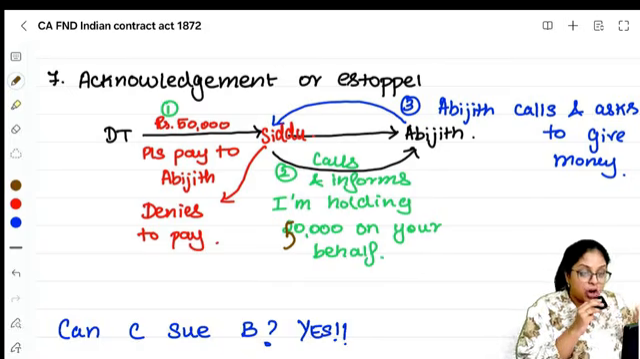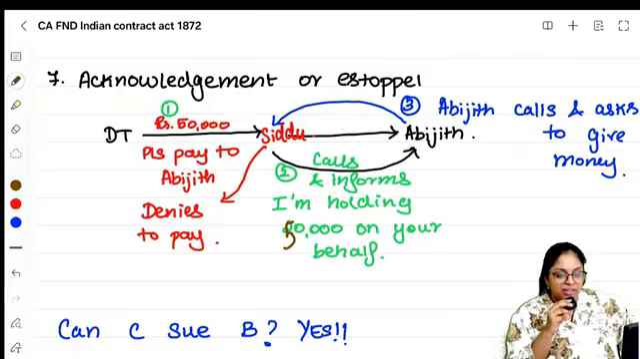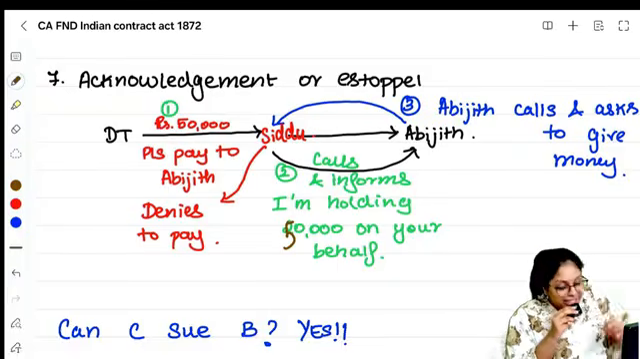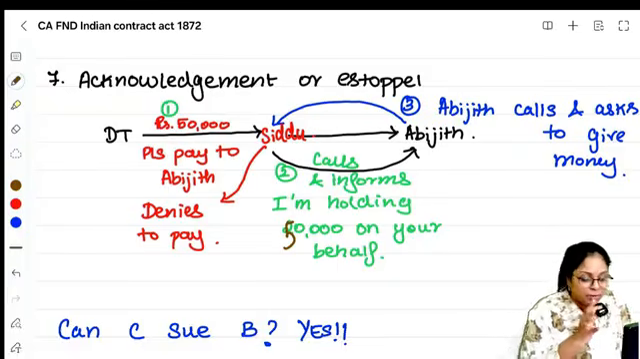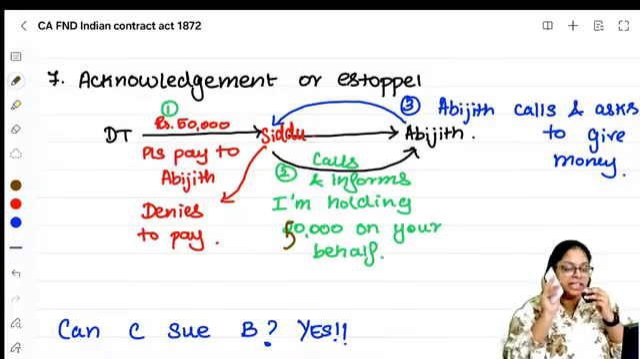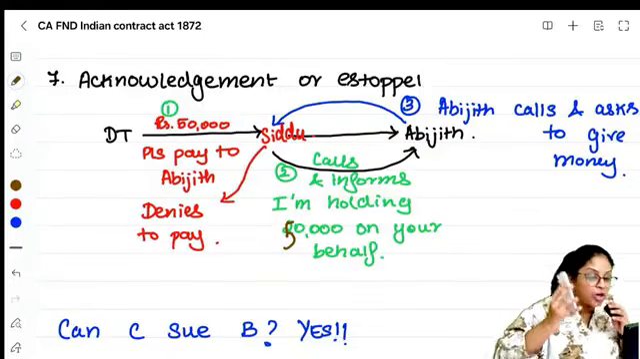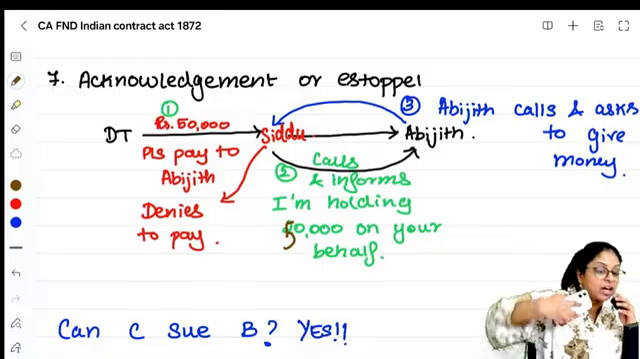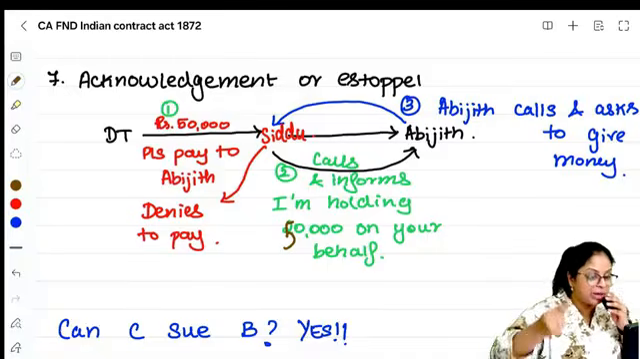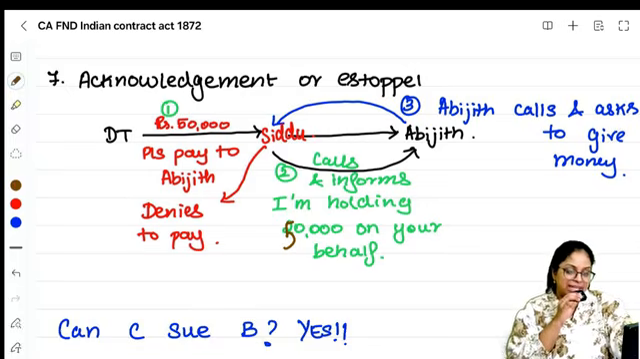By estoppel, like remember partner by acknowledgement or partner by estoppel, they voluntarily become the partner. Like that, Siddharth here voluntarily became a part of the contract. The contract was between me and Abhijit only. Voluntarily, by acknowledgement, he himself called Abhijit and told him, hey, listen, once you come back to Goa, give me a call, I have that 50,000. By calling and informing Abhijit, he acknowledged that he has the money. He himself became a part of the contract. Can Abhijit sue Siddharth? The answer is yes, though Abhijit originally is not a party to the contract.